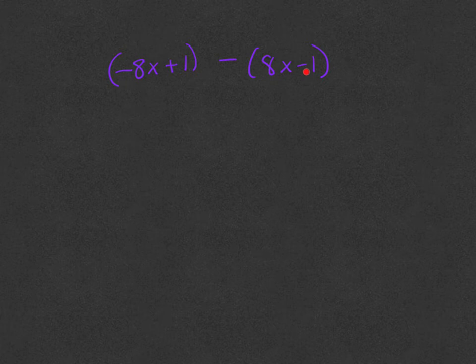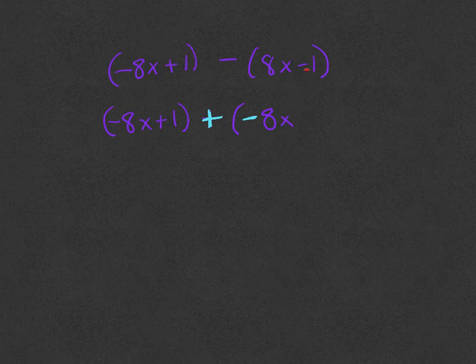So I'm going to rewrite everything the same first, except for the second term, I'm going to add the opposite, right? So I'm adding, and then the opposite would be negative 8x, and then this minus 1 becomes a plus 1. All right, so those are the things that changed. Basically, you had to take the opposite of each.